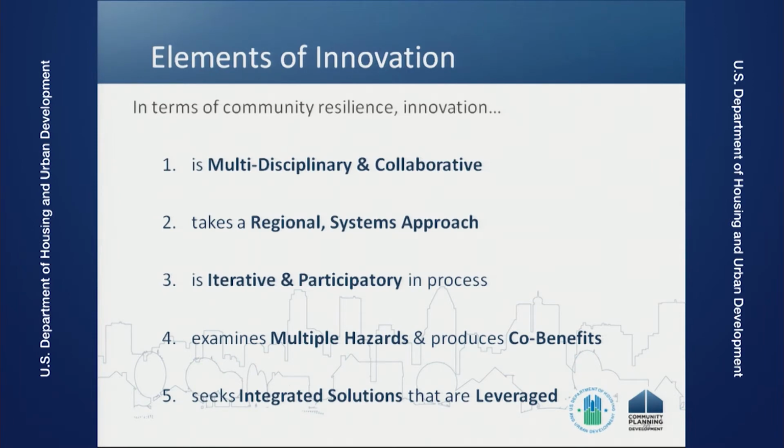Through the RBD process, we've come to learn that basic elements are necessary when it comes to producing innovation in community resilience. These 5 elements are that innovation, 1, is multidisciplinary and collaborative. 2, takes a regional systems approach. 3, is iterative and participatory in process. 4, examines multiple hazards and produces co-benefits. And 5, seeks integrated solutions that are leveraged.